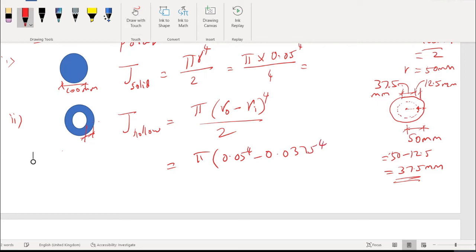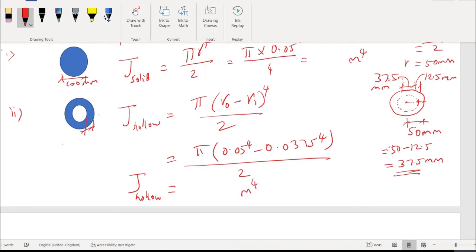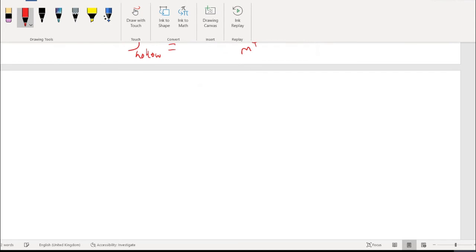Stop me if it is not clear at any time. Come on, find out this answer. This will be your J hollow, all in meter power 4, because I already converted everything into meters, so it will be meter power 4. Get me this answer. We can substitute conveniently in our calculations.